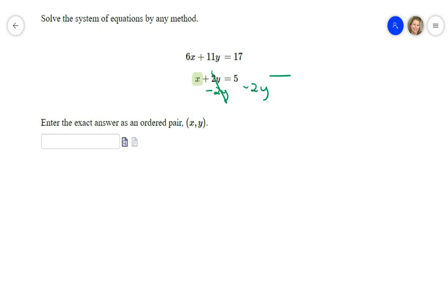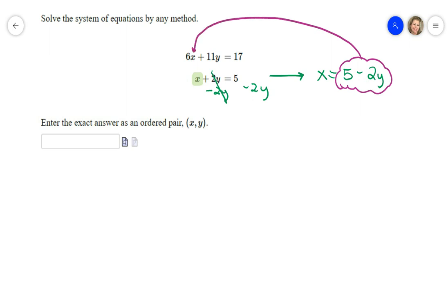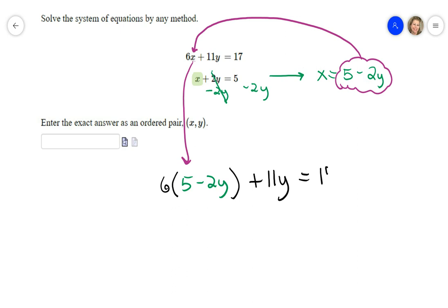That now makes this equation x is equal to 5 minus 2y. And now all I have to do is take the 5 minus 2y and plug it into the top equation where the x is. So that this becomes now 6 times (5 minus 2y) plus 11y equals 17. See what I did there? I just took out the x and plugged in the 5 minus 2y because that's what x is equal to.